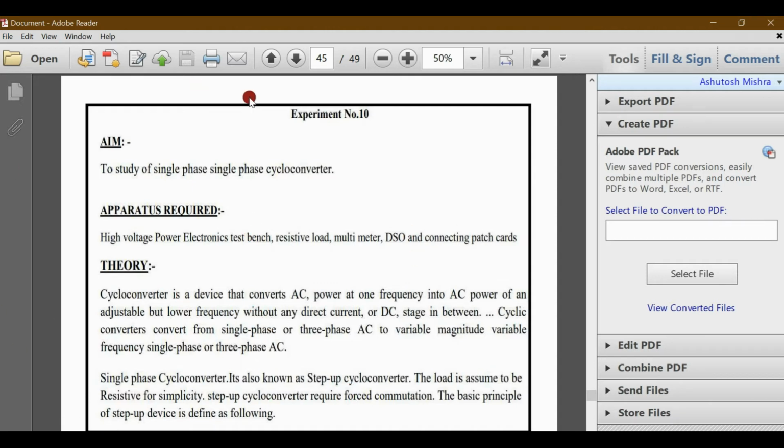So see here, apparatus required. What are the apparatus required? High voltage power electronics test bench, resistive load, multimeter, DSO, connecting patch cords. Basically, this is the theory part.